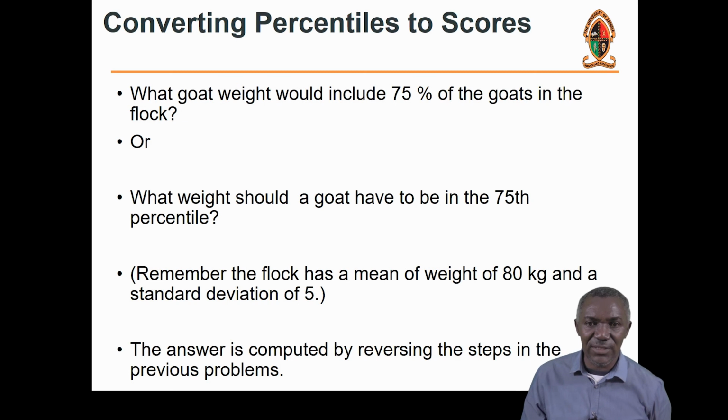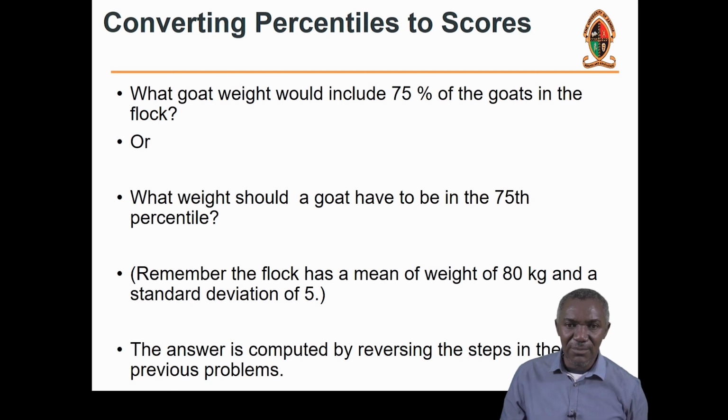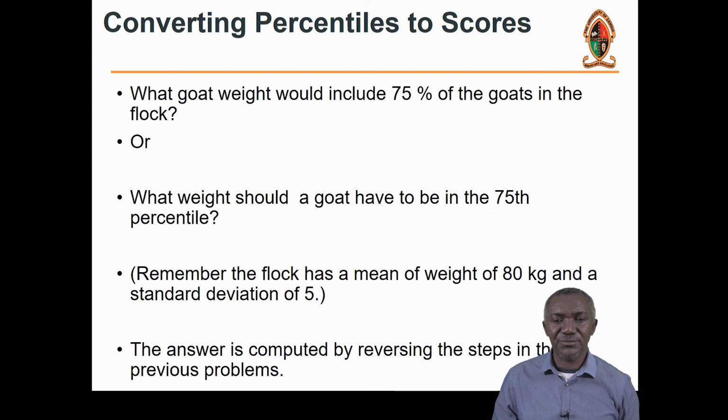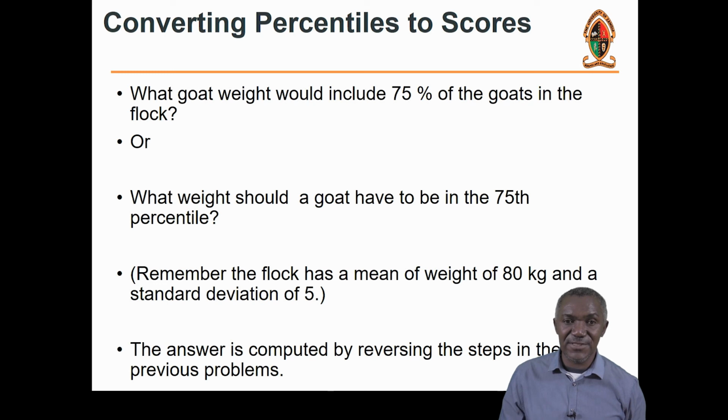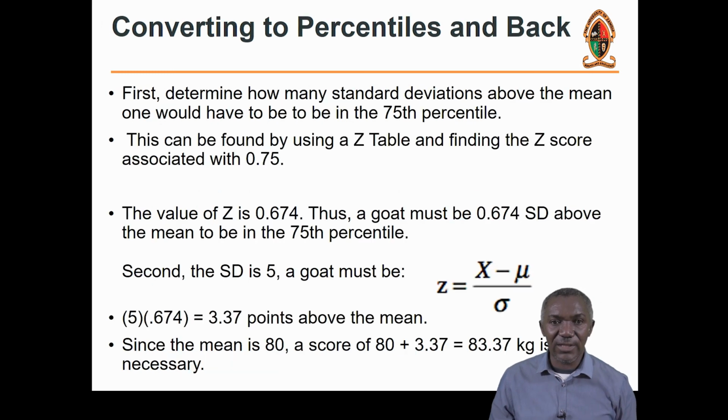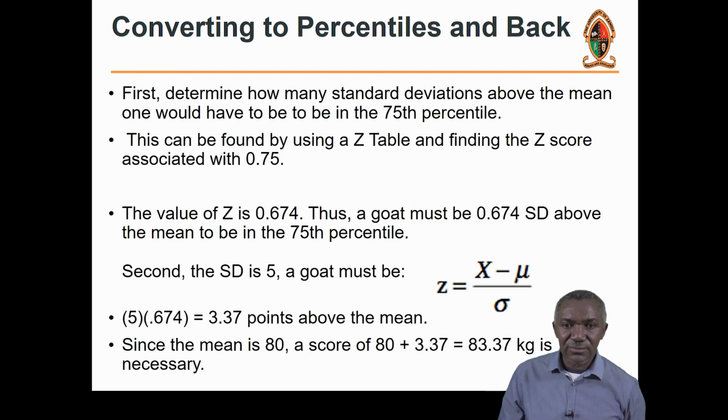So what we do in this case, we have the mean. Remember, we have the mean of 80 and the standard deviation of 5. So we compute this using a reverse step. We go back to the value.